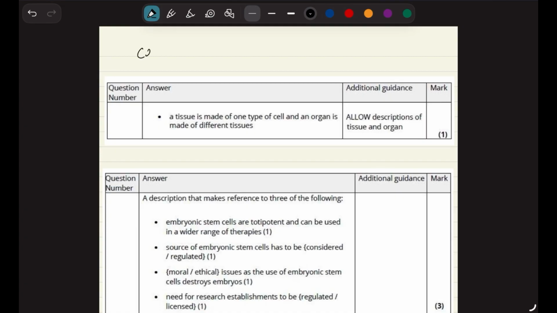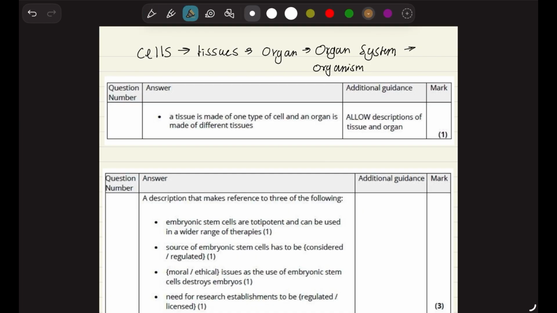So for the first question, you're thinking about this progression from cells to tissues to organs, then to organ system and then to an organism, right? So if you have a tissue, that's just made up of a bunch of cells, right? Your organs are made up of different tissues, and that is what's going to be the real difference, right? And like it said here, you could also just describe it. So if you said a tissue is a group of cells and an organ is a group of tissues, they'd give you the mark.